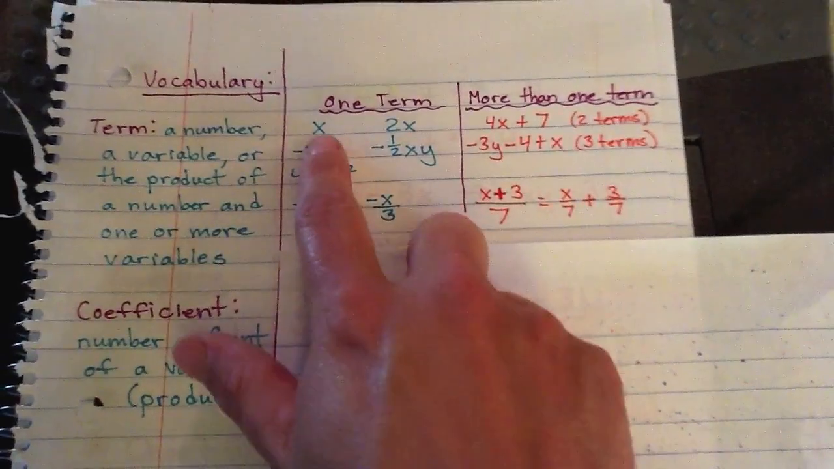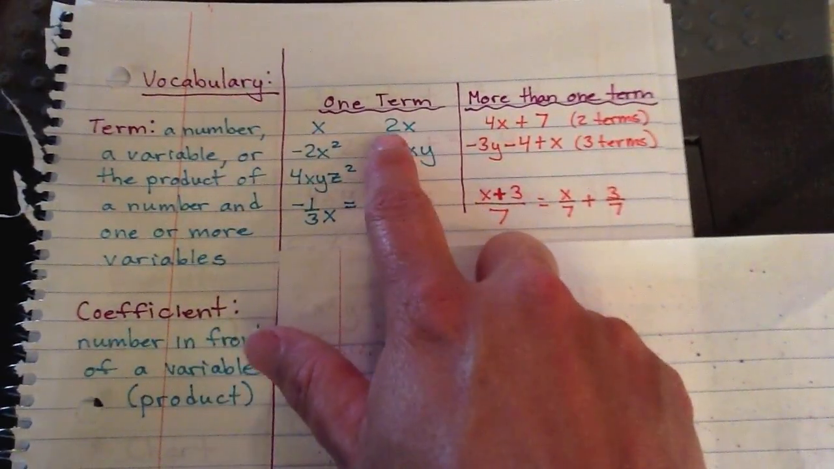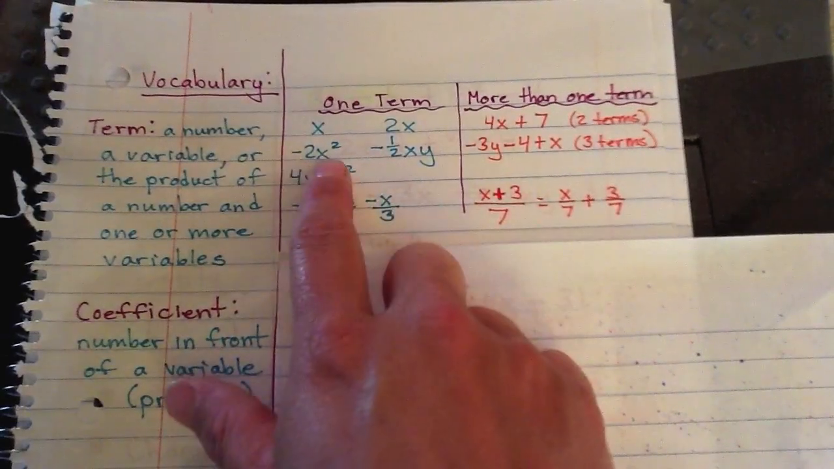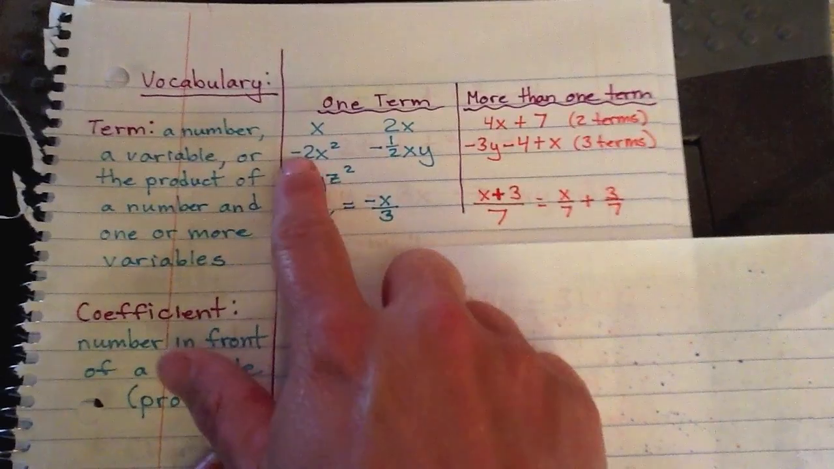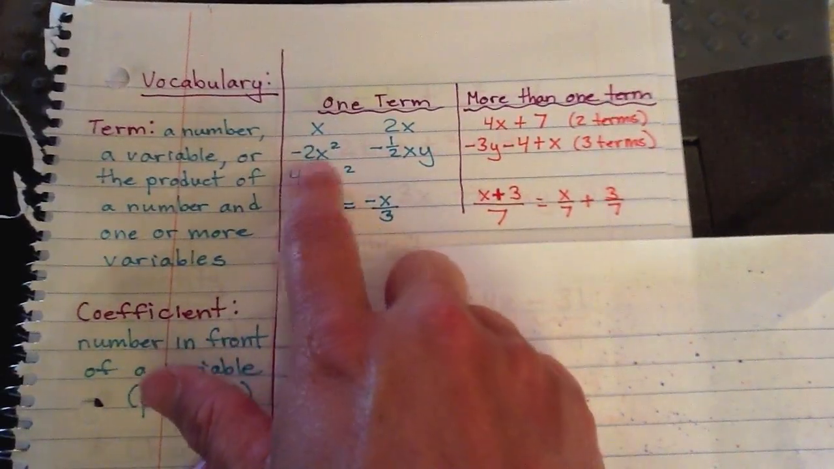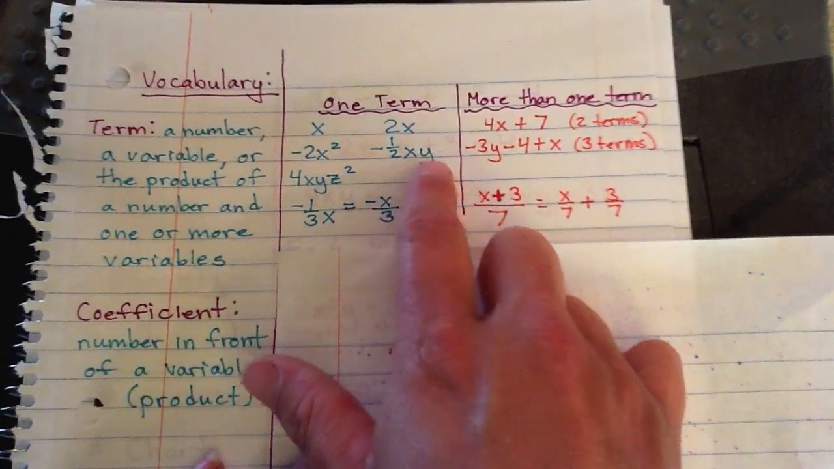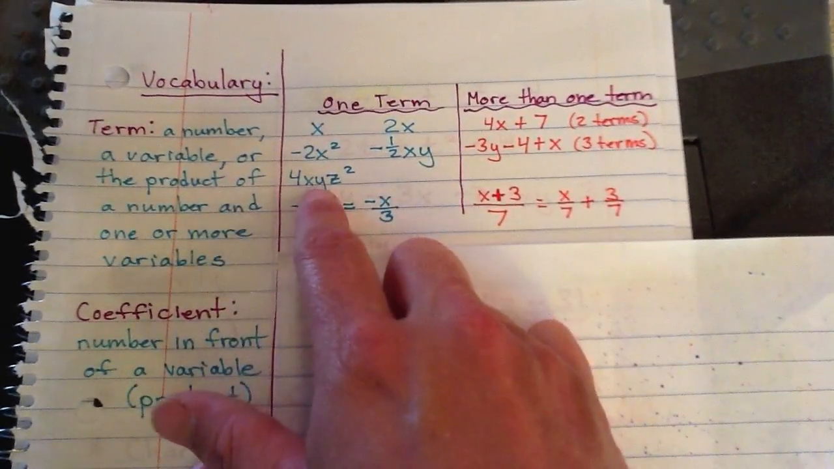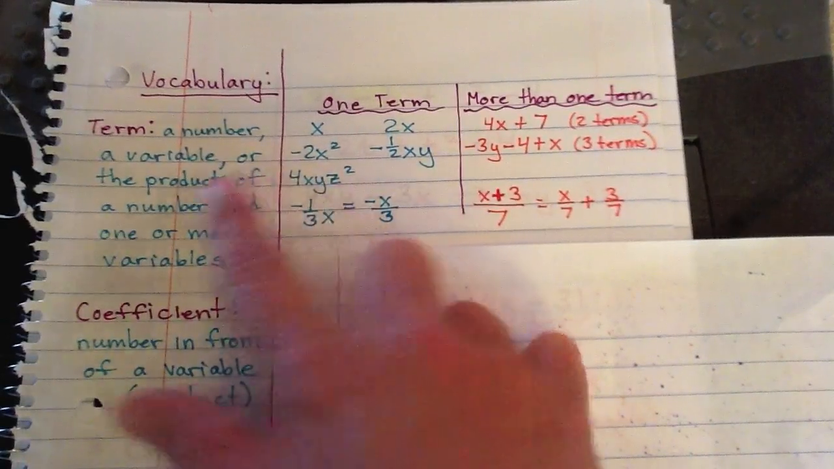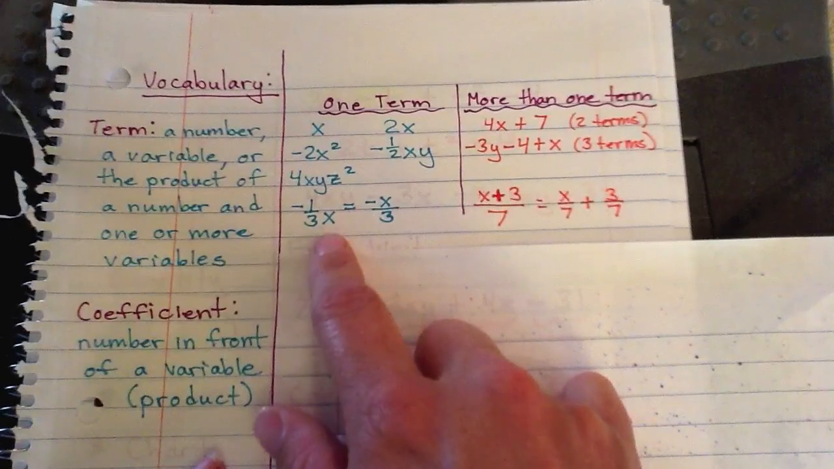If you notice here, this is just a variable. This is a number and a variable. There's your coefficient, the 2. This is a number and a variable. It's a variable, but it's squared. That's okay. We still have a product. This means negative 2 times x times x. Here we have a negative 1/2 times x times y, product. Here we have 4 times x times y times z, product. No addition or subtraction. Negative 1/3 times x.